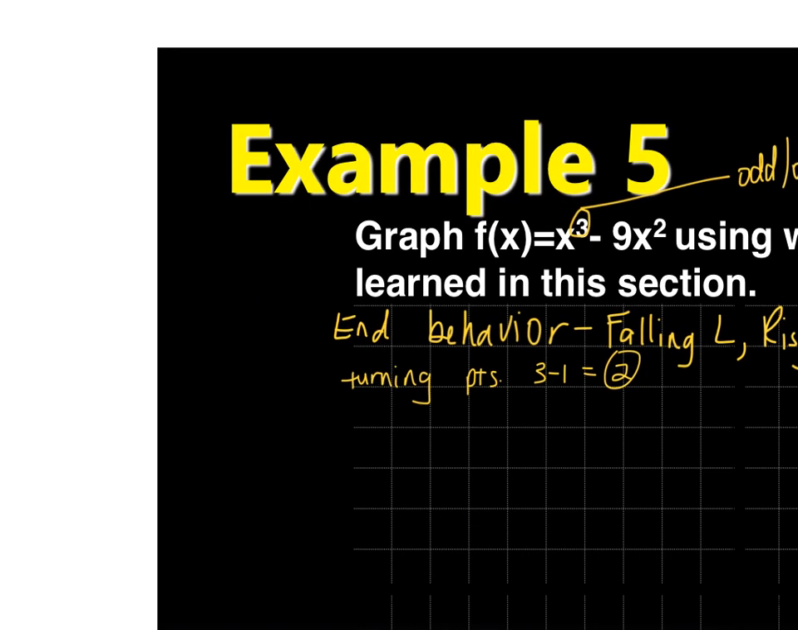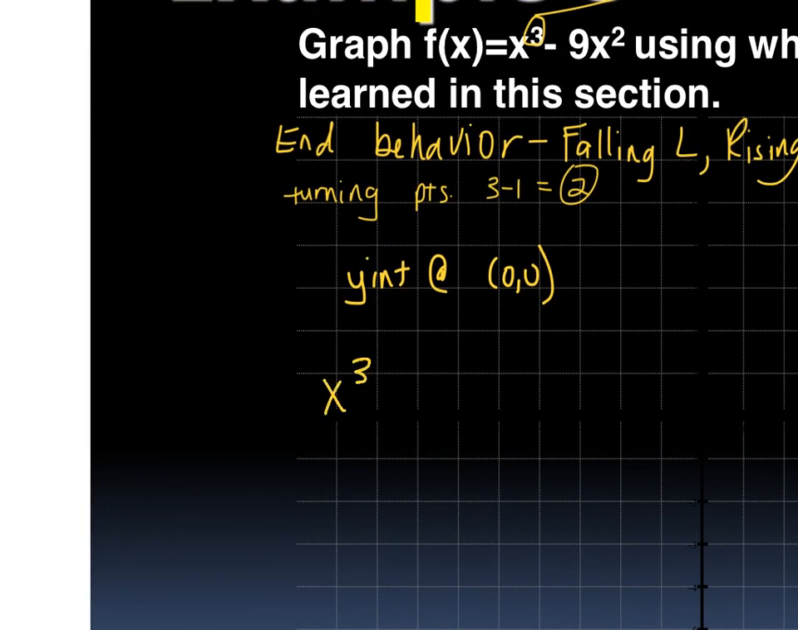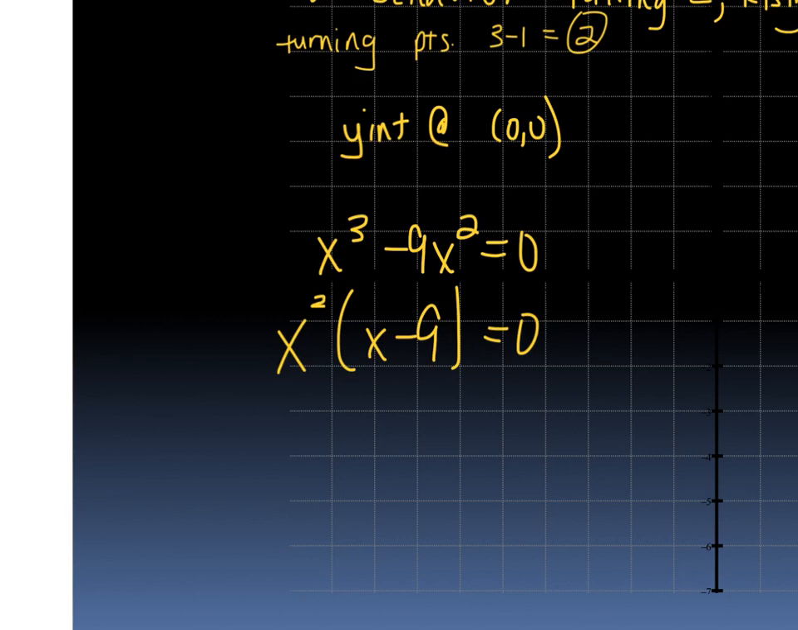Now I have to find my zeros. I have to find my x and y intercepts. You guys can tell me the y-intercept. That's easy. 0. Yep. So now let's factor. x cubed minus 9x squared equals 0. First thing I look for is the greatest common factor. So I have x what? x squared. Good. Then I'm left with x minus 9 equals 0. Now what?